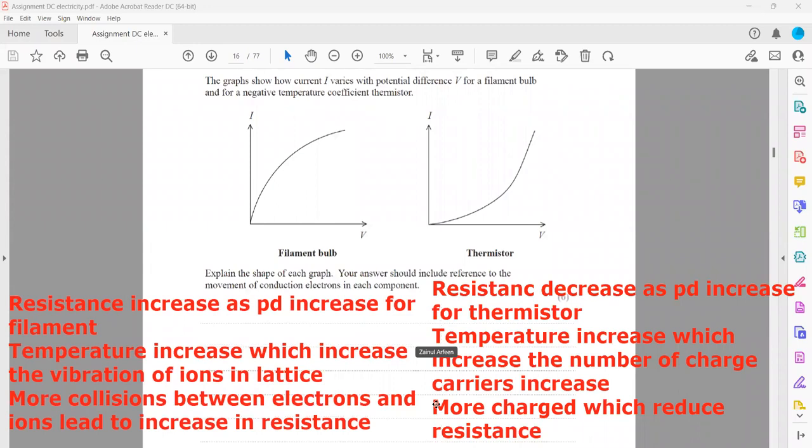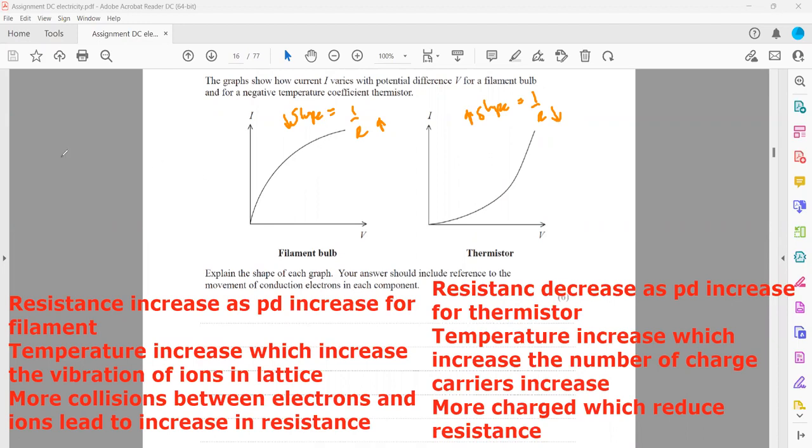For the two graphs, how do we explain what happened? Because the slope is representing the reciprocal of the resistance. In the other one also the slope is the reciprocal of the resistance. So what happened when we increase the voltage? As you can see, the slope is decreasing, so resistance increases. Here, when we increase the voltage, the slope is increasing, it means the resistance decreases. If the slope decreases, resistance increases; slope increases, resistance decreases. That's the first point. The second point, why?